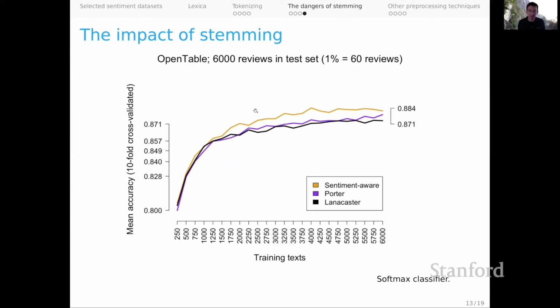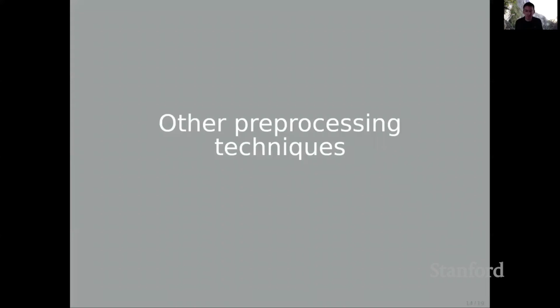Using a softmax classifier, OpenTable reviews, 6,000 of them in my test set. And here along the x-axis, I'm varying the amount of training data I have. And I think what you see is that the Porter and Lancaster stemmers, in purple and black respectively, are kind of forever behind, right? Versus just simply sentiment-aware tokenizing. It gives you a lead. The lead is especially clear as you get out of this very sparse domain here with very few training instances.